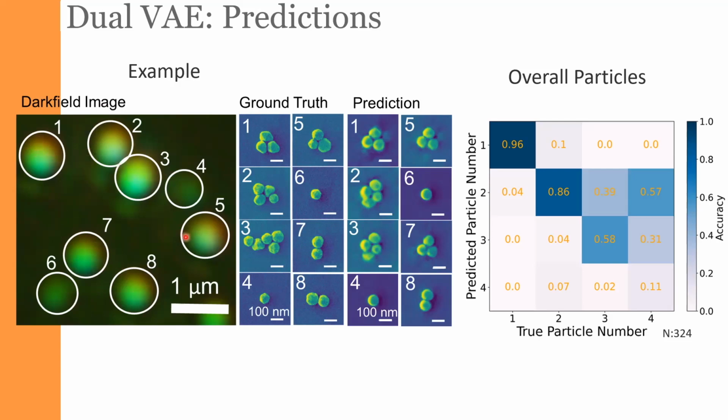So now let's see how our dual VIE worked. This column shows the ground truth, meaning zooming in on each of those objects in the scanning electron microscope and taking a picture of the particles. This one is the prediction. So this is dual VIE that was trained on the previously acquired data set. So it actually worked remarkably well.